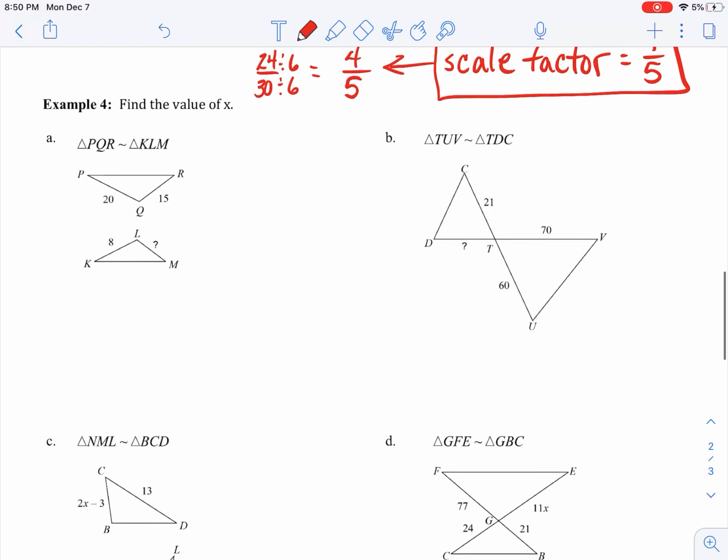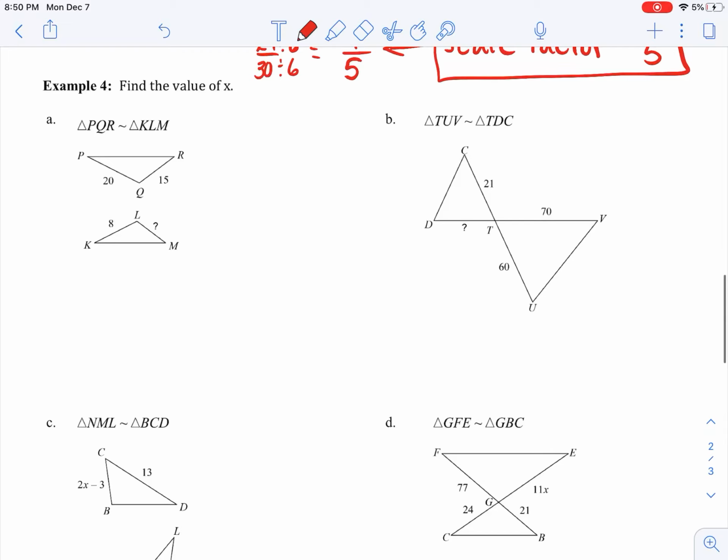All right, example 4 is asking us to solve for missing sides. So notice it says solve for or find the value of x. So when we're finding the value of x, and I guess there's not really an x here, there's a question mark. So remember, we'll change those to x's. So anytime you see a question mark, think of it as an x, okay? So in the first example, example 4a, if we have to find that x, I usually start with the x.